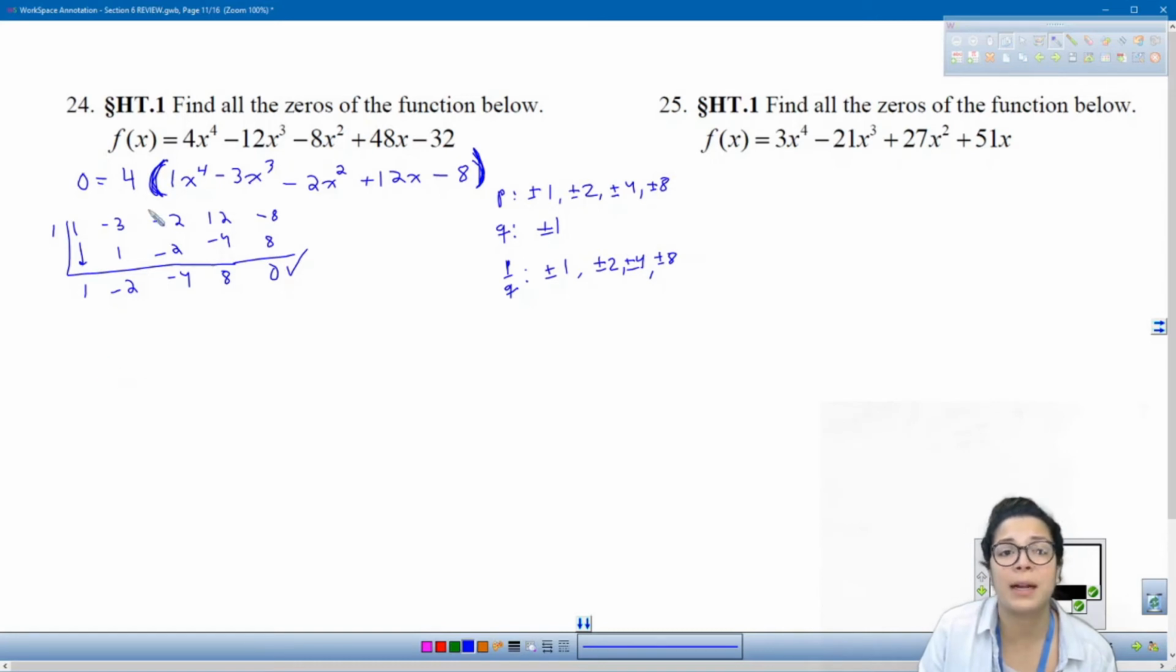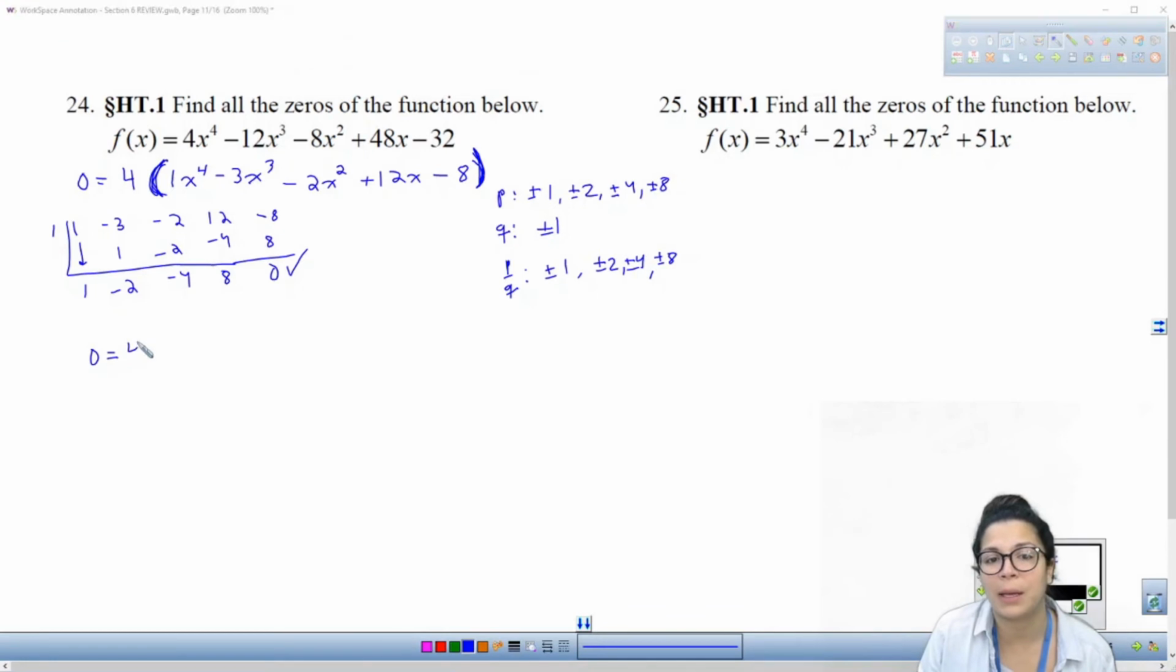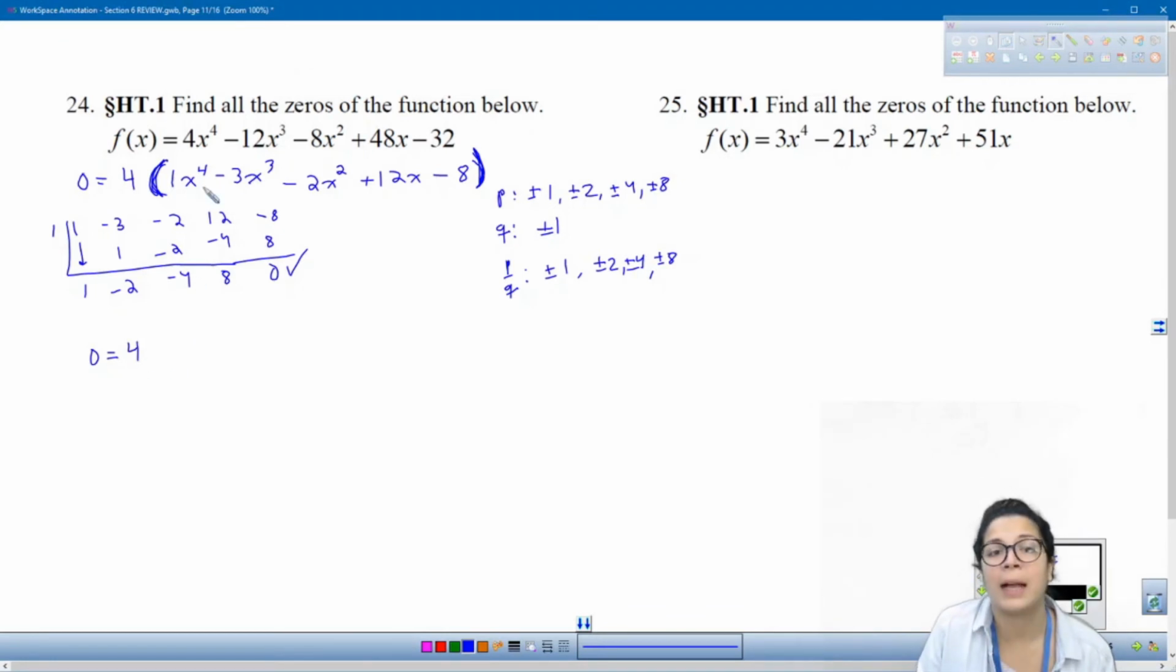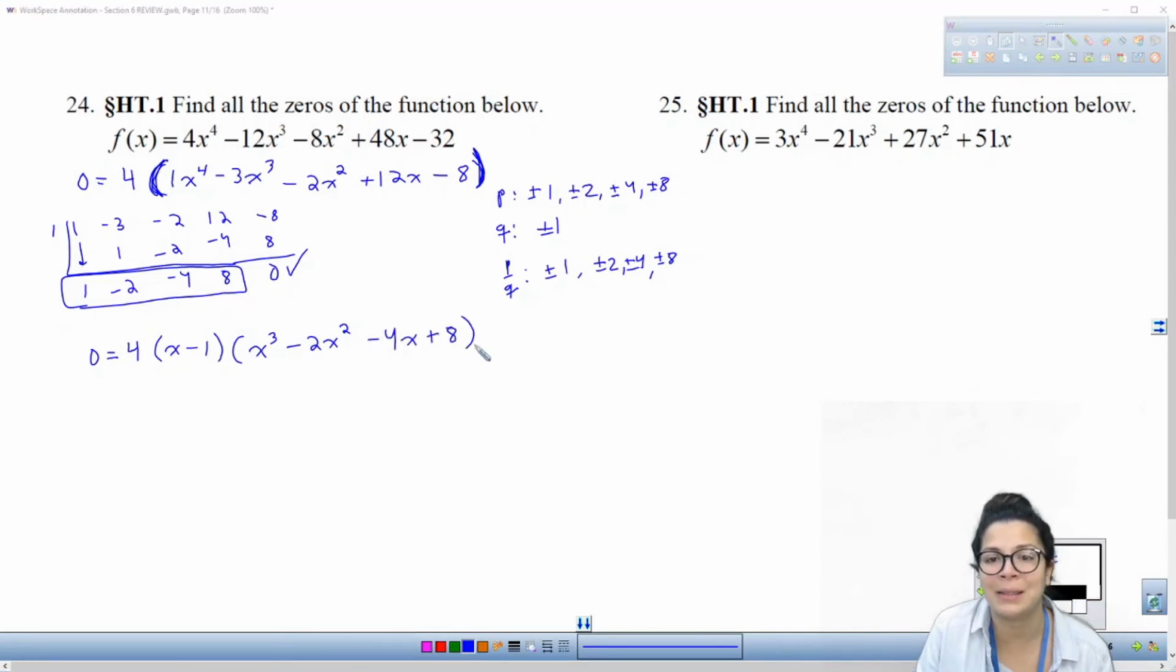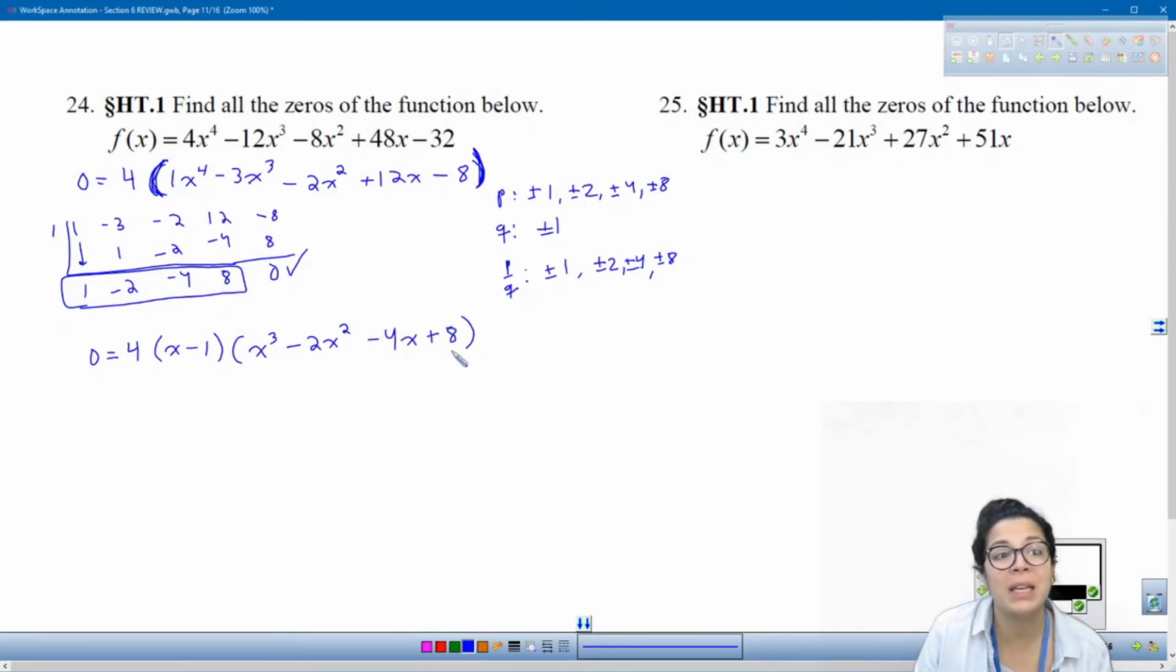So that means that I could take that and divide it by x minus 1. So right now I have my factor in front, 4. I took this polynomial right here. I divided it by x minus 1, and I got the result right here. 1x cubed minus 2x squared minus 4x plus 8. Then from here, you could try to group to factor. Maybe it'll group to factor. Let's see.